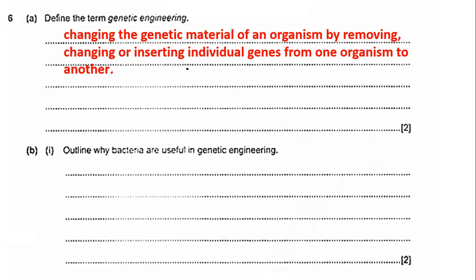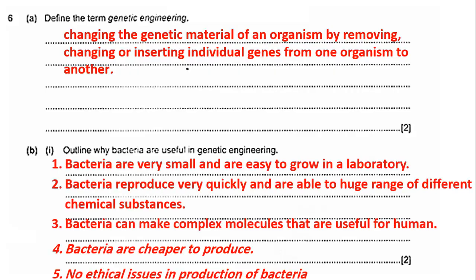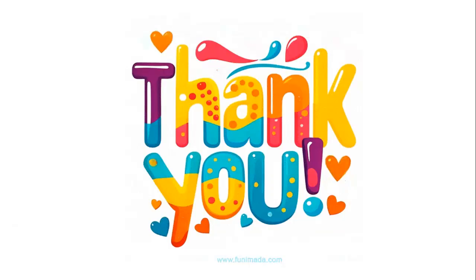Outline why bacteria are useful in genetic engineering. Outline questions can be answered in bullet points. So there we go. All the things that we mentioned in the previous slides. Bacteria are very small, reproduce easily in the laboratory, and they reproduce quickly. They can make complex substances, are cheaper, and have no ethical problems. All of the points that we mentioned before.